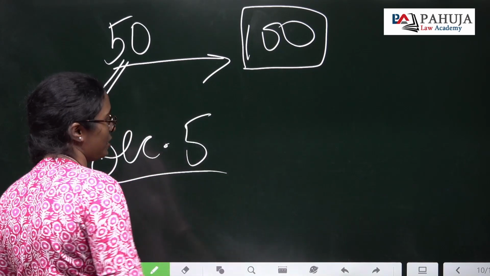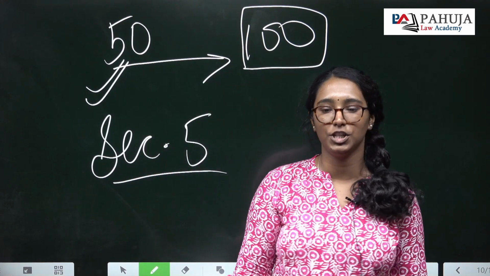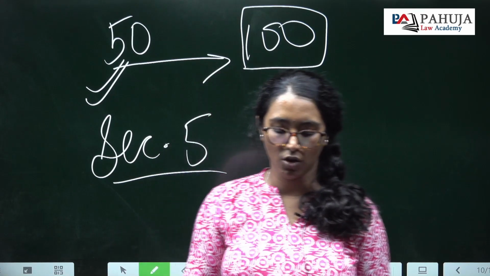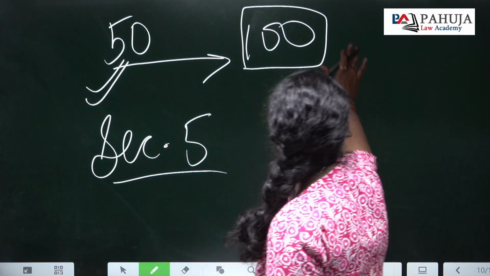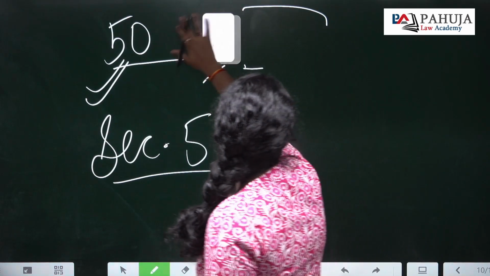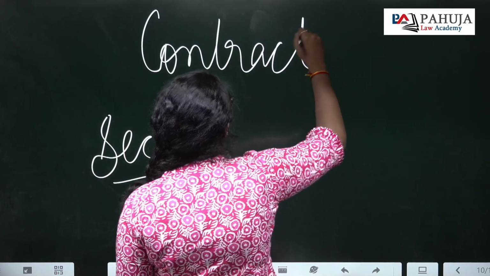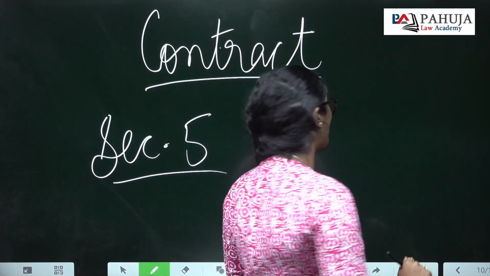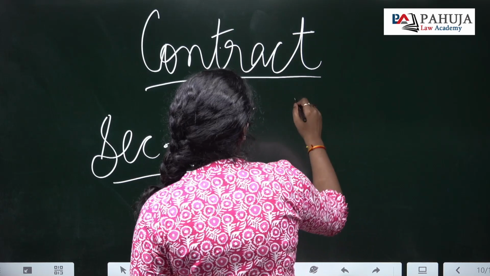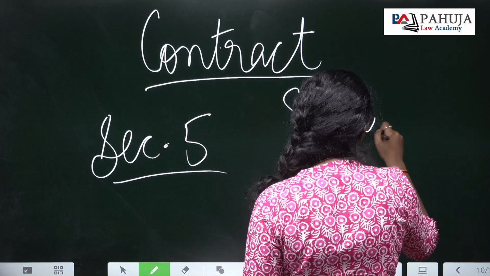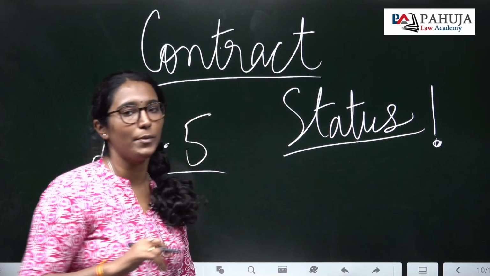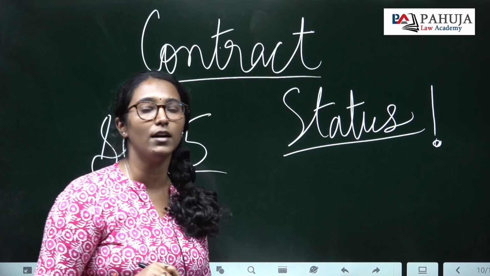Section 5 of the Partnership Act states that a partnership arises from contract and it is not created by status, which means that two people have to enter into a contract. They need to have an agreement to form a partnership, but partnership cannot be created by status. Merely giving the status of a partner will not be sufficient. There needs to be a contract.